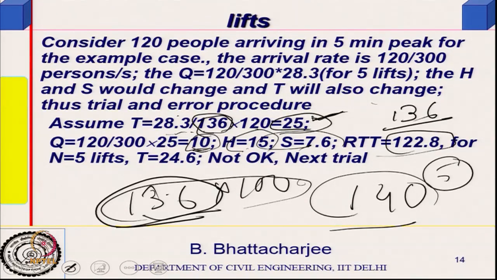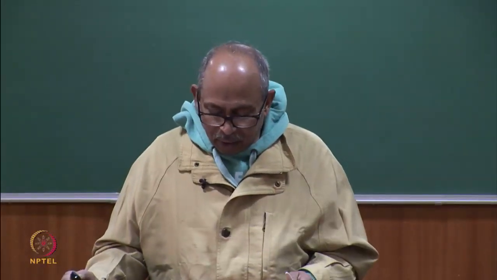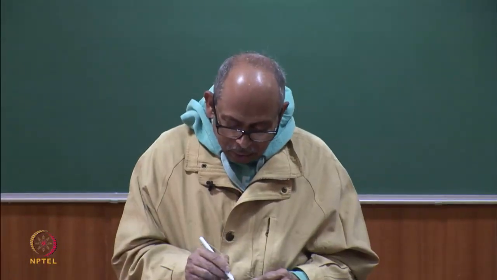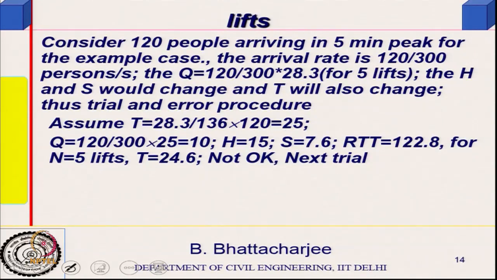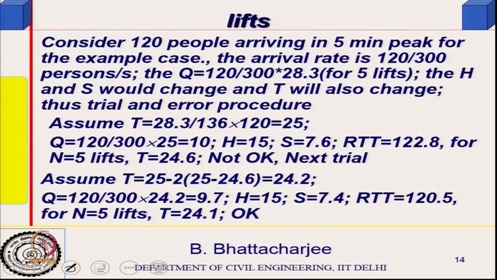122.8 for 5 lifts. T comes out to be 24.6, which is not the same as 25. It should be sufficiently close at least to the last figure. It should come close to 25, or 25.1, or 24.9. This is not sufficiently close. It should be as close as possible, so that your arrival rate and this match.